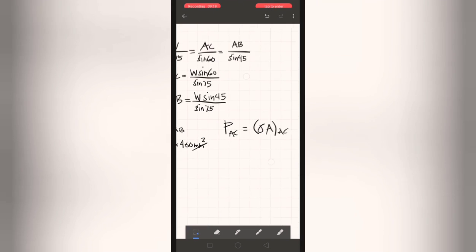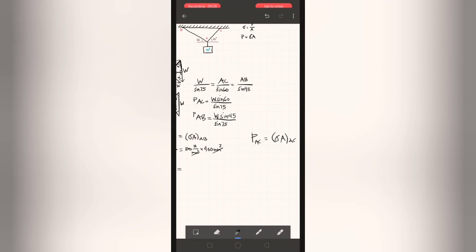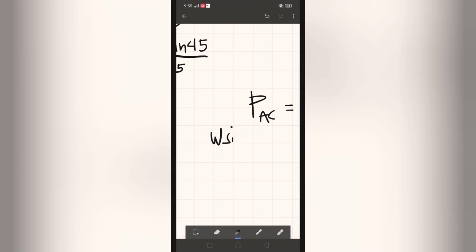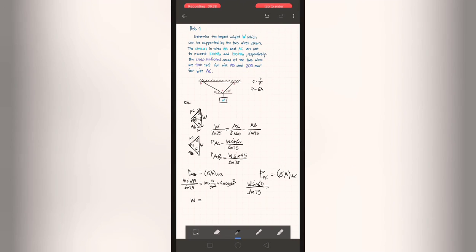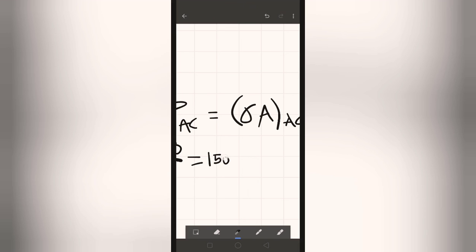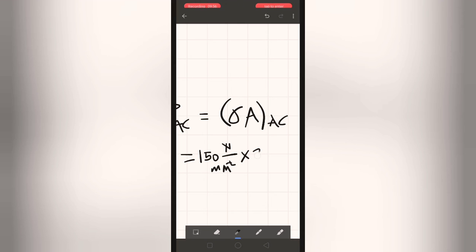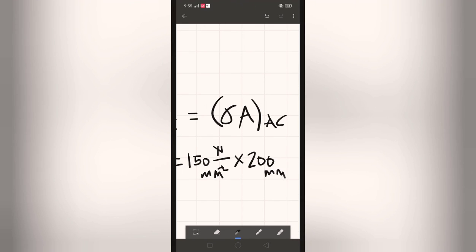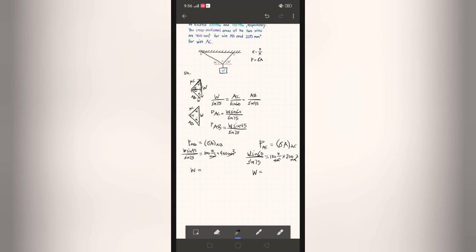Then for this one, let's move it here. This PAC would be W sine 60 over sine 75 times the stress, which is 150, and cross-sectional area, which is 200. 150 Newton over mm squared times 200 mm squared. Cancel. So we have the value for W.